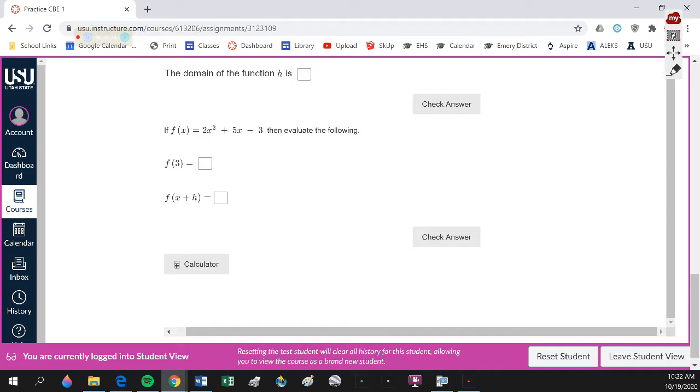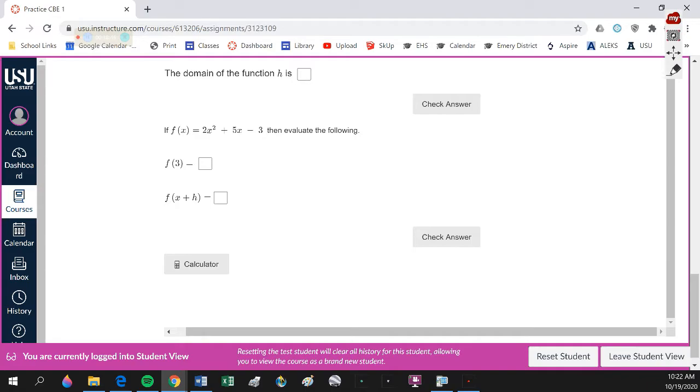How do we find f of 3? Plug 3 in. That's real tough. So 3 squared is 9. 2 times 9 is 18, plus 5 times 3 is 15. 18 and 15 is 33. Minus 3 is 30. Okay.